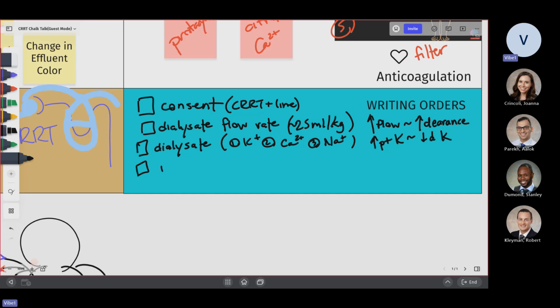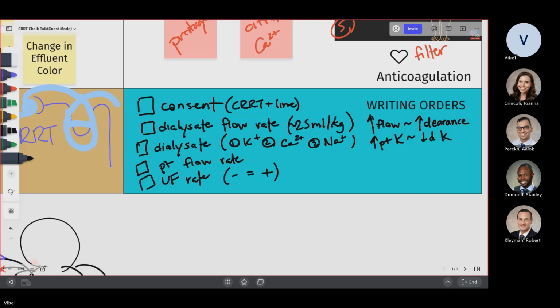Then your next step is your ultrafiltration rate. If you come to the ultrafiltration rate, there are three things in it. It's a negative, it's an even, it's a positive. So let's come to even. What does even mean? Even means the amount of fluid going in is the amount of fluid pulled out.